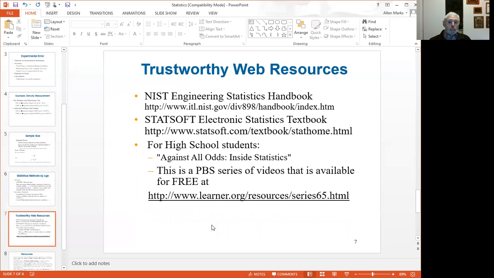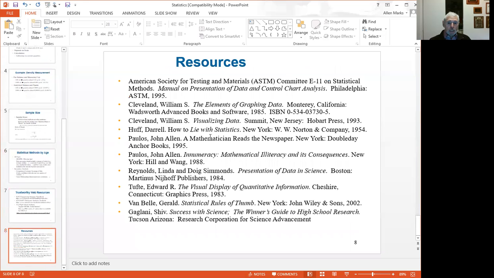Now, I've included a page that shows you some trustworthy web sources for learning about statistics and additional resources for you to consider when you're trying to learn about the statistics.